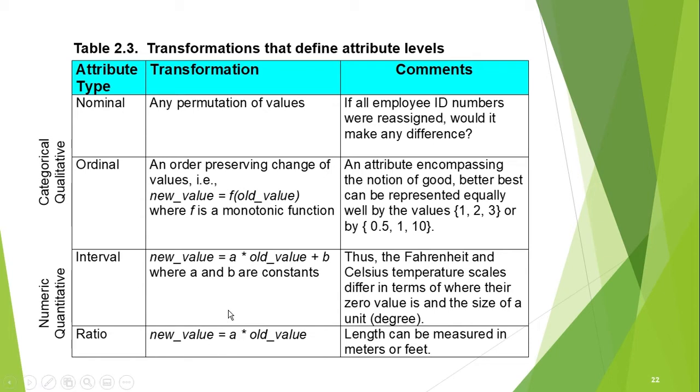Okay, for interval, new value equals A times the old value plus B. So, where A and B are constants. Thus, the Fahrenheit and Celsius temperature scales differ in terms of where their zero value is and the size of a unit degree. Ibig sabihin, yung laki ng distances ng degrees sa Celsius and Fahrenheit, mas malaki yung sa Celsius. Kaya yung Fahrenheit, pag nagbasa ka, mas malaking value.